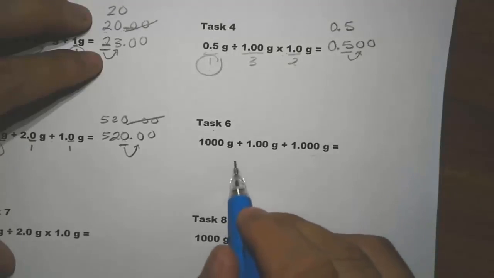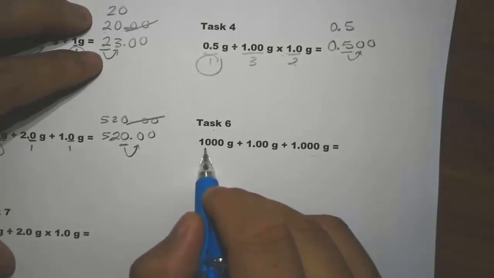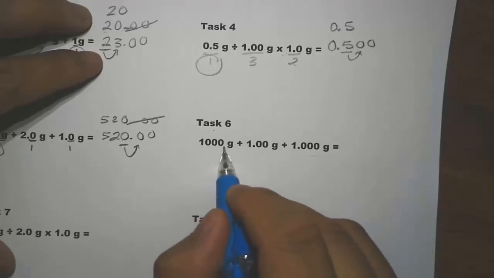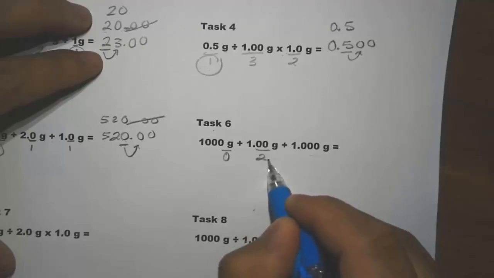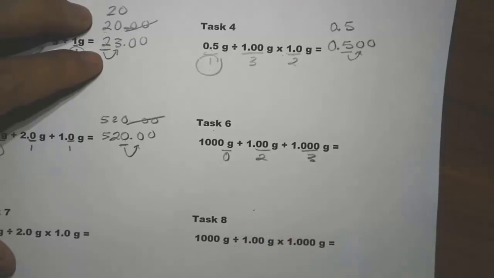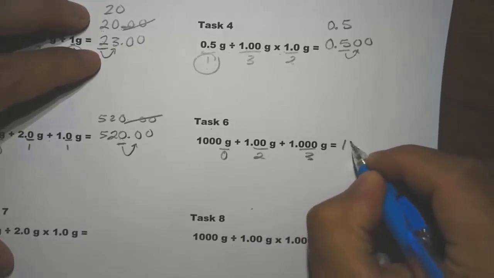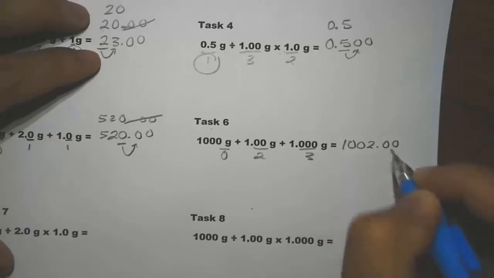Let's try another example. In this case, it is also adding. So we're looking at decimal places. This one has 0 decimal places. This one has 2, and this one has 3. And I plug this into the calculator. I have this right here.